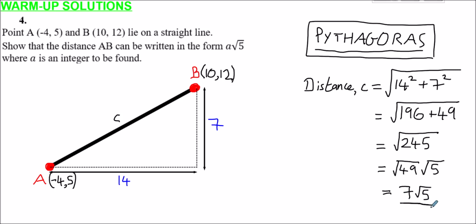We've now arrived at the expression we wanted to arrive at. It's in the form needed, a root 5, 7 root 5. So we've done question 4, and we've completed the warm-up.